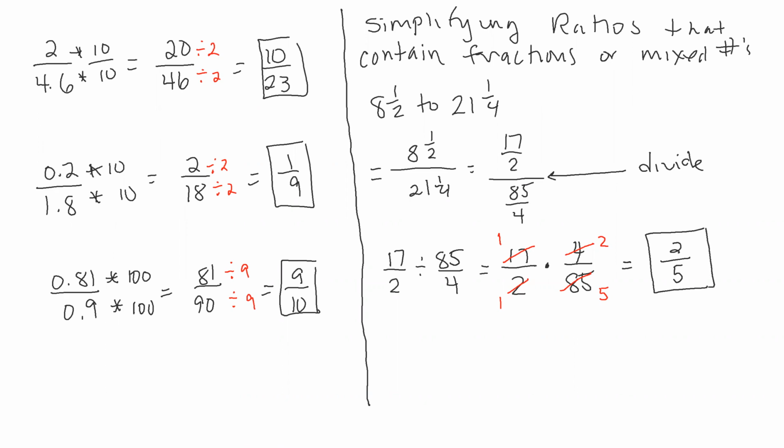So we started out with something kind of wacky, 8.5 compared to 21 and 1/4. And once we go through the motions to simplify, we really just have 2 to 5. So let's try another one.